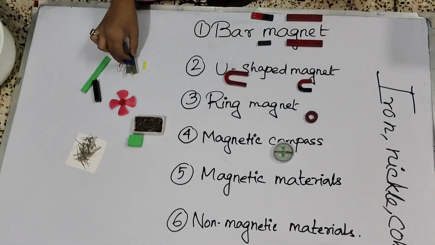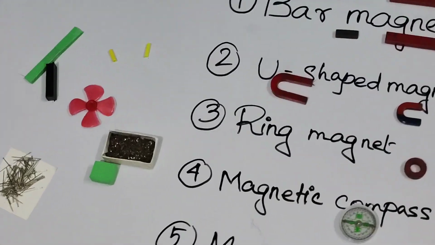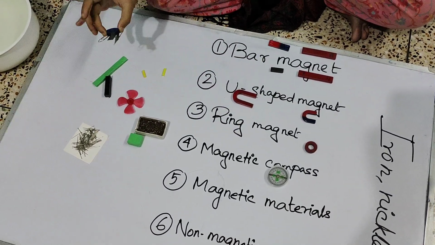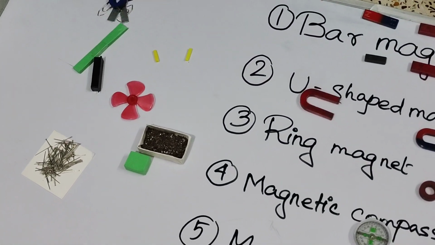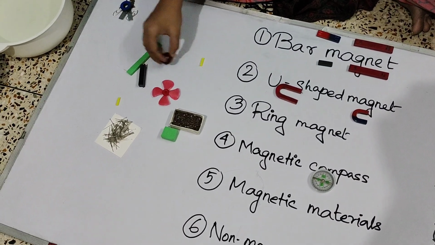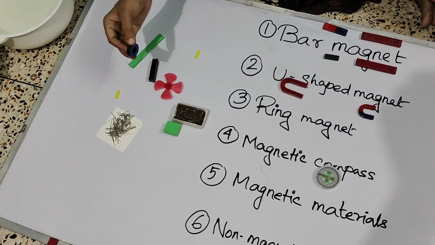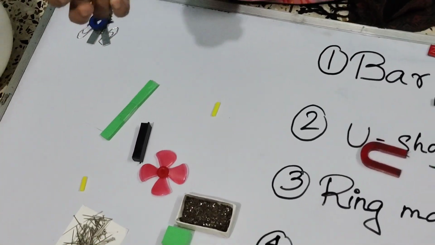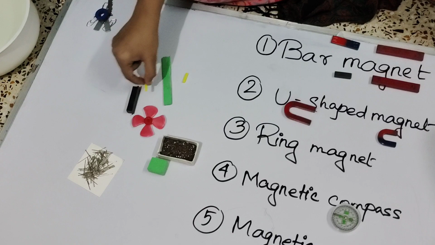Okay, see, these all are coming. But see, these things are not coming. See, it is not attracting. It is also not attracting. This is also not attracting. So these are non-magnetic materials.